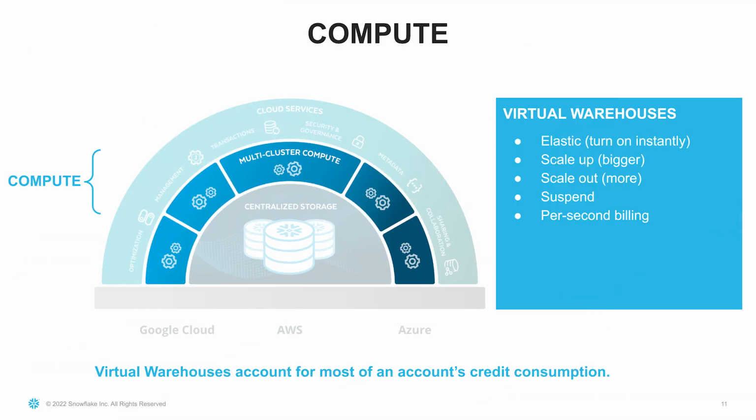So there's a few different areas of spend metering in Snowflake. One of the foremost areas that you have a lot of control over on elasticity patterns, auto-suspend, scale up, scale out, and per second billing is our compute tier, or virtual warehouse tier.